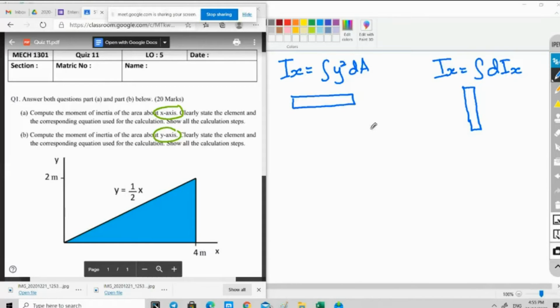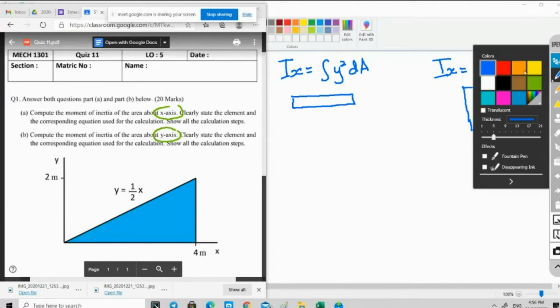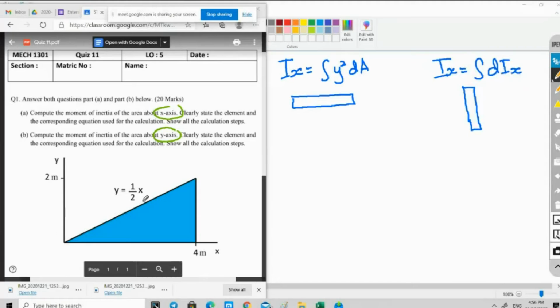Now, in this case, of course, it's normally easier, maybe I should use a different color. Normally, it's easier in this particular case before we go to the equation, for an area that is connected to the x-axis, normally the easier one, the shorter calculation one is the vertical element. So you may use this equation if you want.